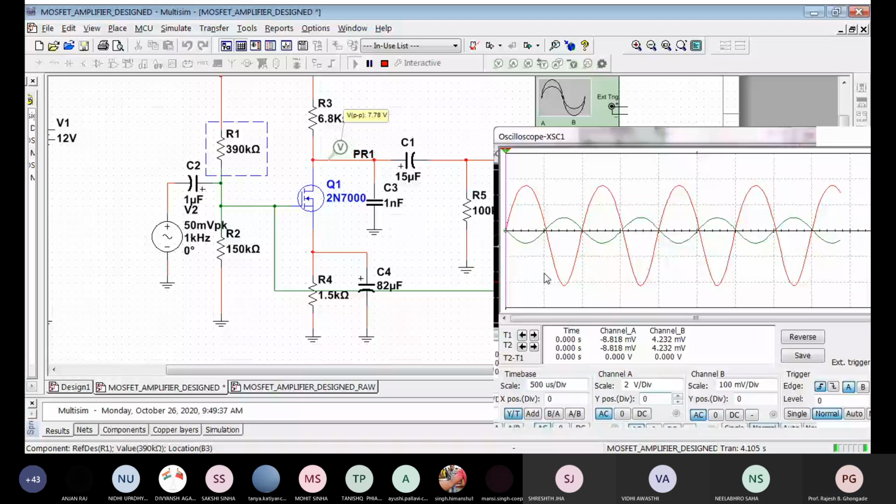Am I audible? Yes, sir. So what is the actual gain? You simply have to divide this 7.7 by 100 millivolts. Is that so difficult? How much is the gain? The gain happens to be 77 point whatever. Whereas we are expecting gain to be greater than 50. So this actually is quite okay. All right. Is that fine? Yes.